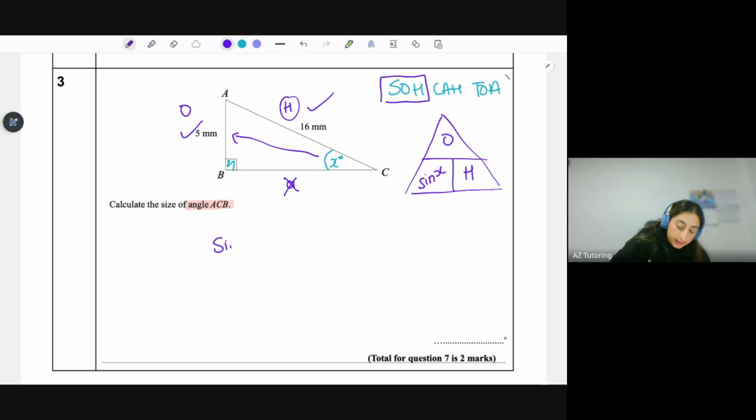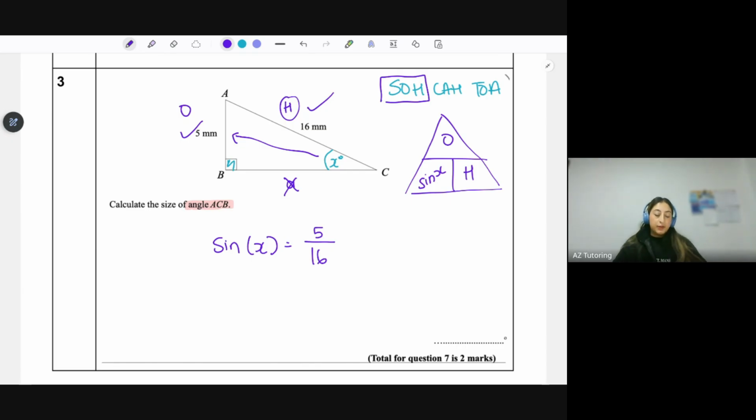So sine of x is going to be the opposite side. The opposite side is 5. Make sure you're writing them in the right order. So the opposite divided by the hypotenuse, which is 16. So 5 divided by 16. A lot of kids end up writing 16 divided by 5, but it's not. It's O divided by H. The length of O divided by the length of H.